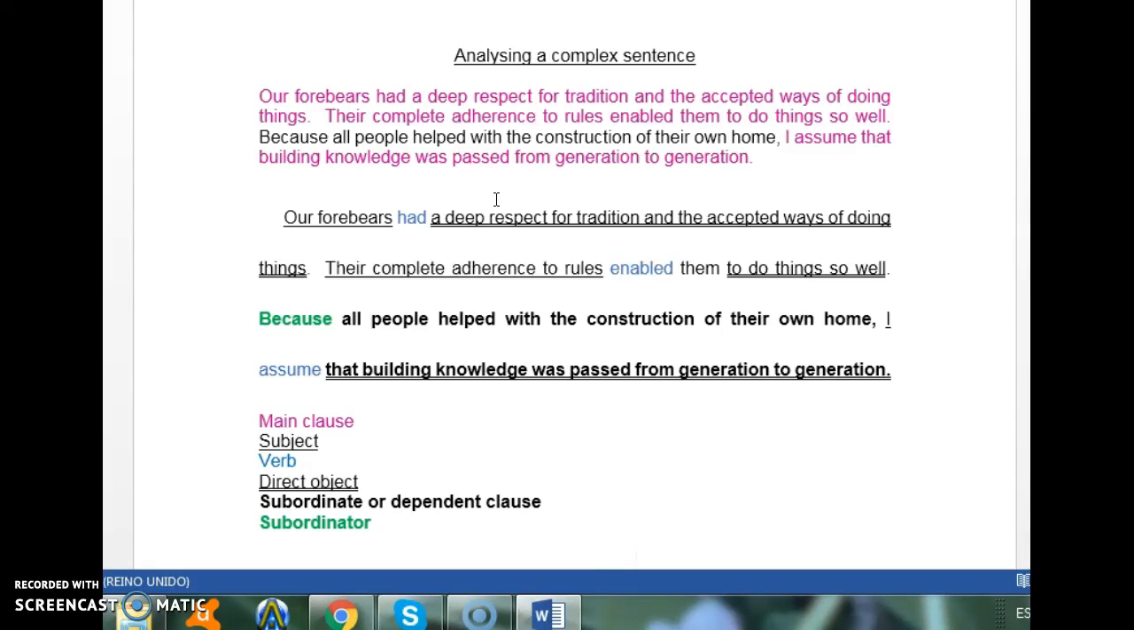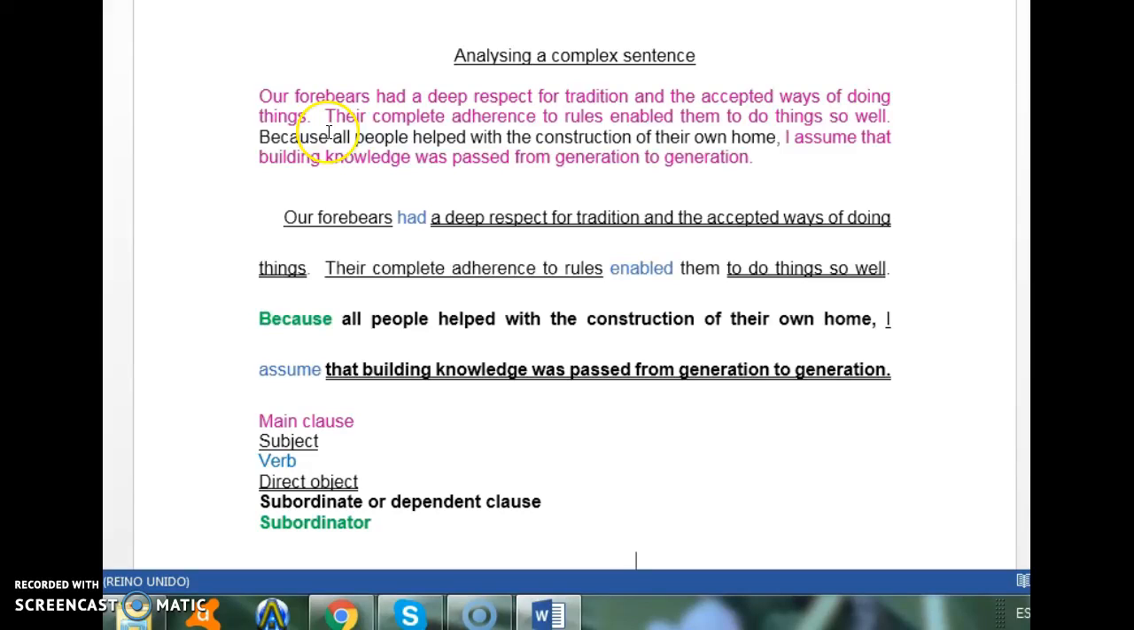Remember that you have a list of subordinators, and I have told you before that the noun clause must not be left out of the sentence, yes? And so here you have: our forebears had a deep respect for tradition and the accepted ways of doing things. Their complete adherence to rules enabled them to do things so well. Because all people helped with the construction of their home, I assume that building knowledge was passed from generation to generation. Here, the sentences that are in pink are the main clauses, yes, like the first one here.